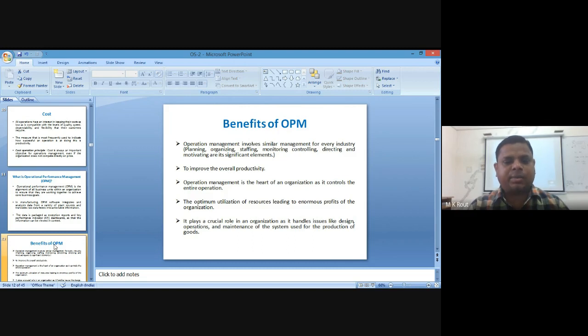And the last point is that it plays a crucial role in an organization as it handles issues like design, operation, and maintenance of systems used for production of goods. Whenever you focus on the design and operation point of view or the maintenance point of view, this particular operation performance management software will directly increase your productivity and the production of goods.